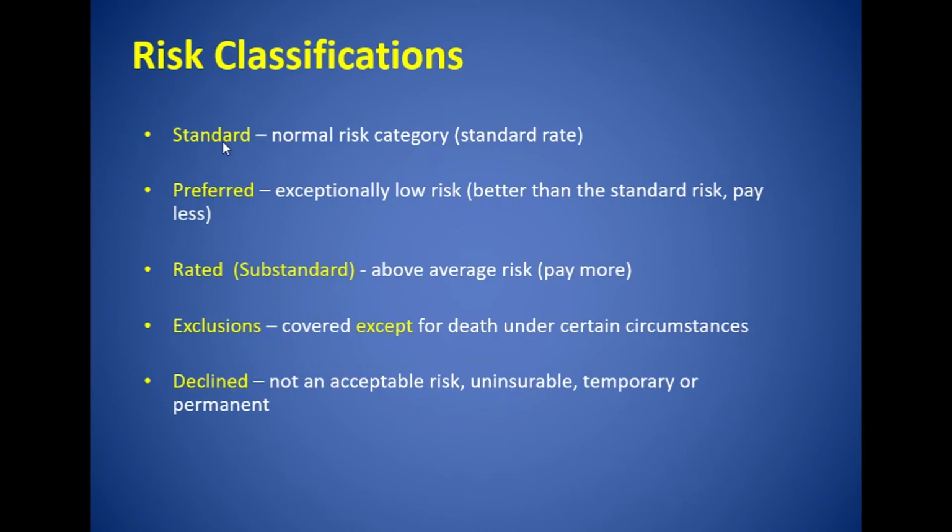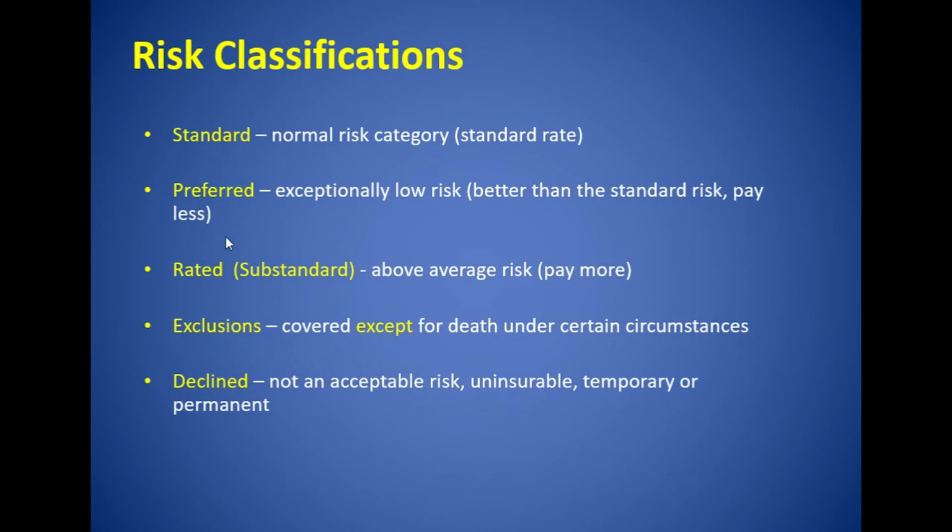Now, there are 3 or 4 risk classifications. The most prevalent is standard. You're a standard risk, a normal risk, an average person, and once you're accepted, your life insurance premium is going to be at standard rates. The majority of us, probably 70% of the population, is in the standard category.